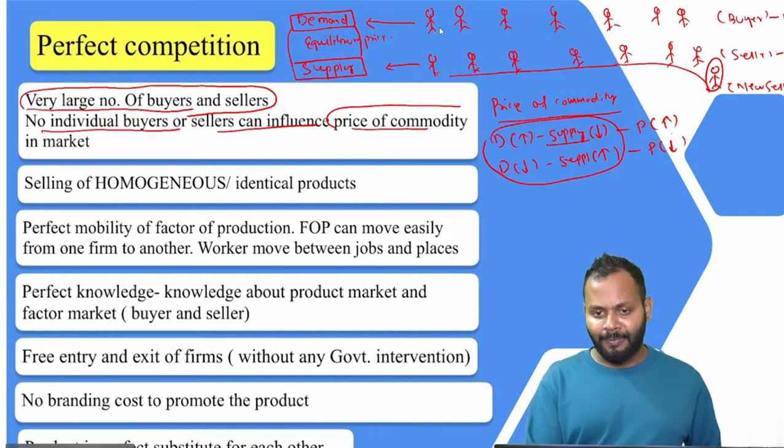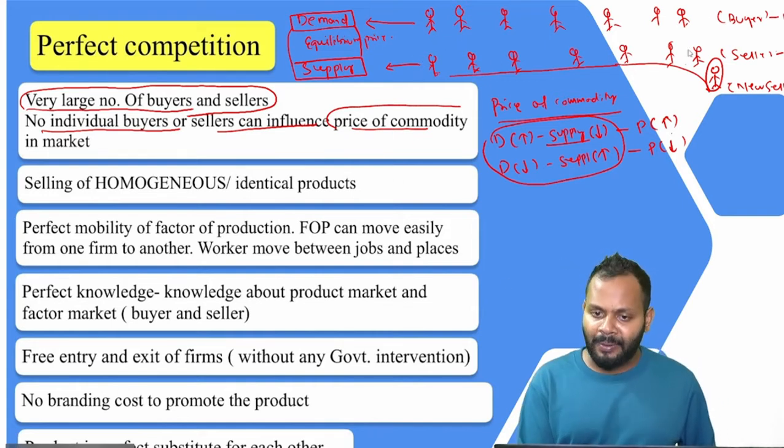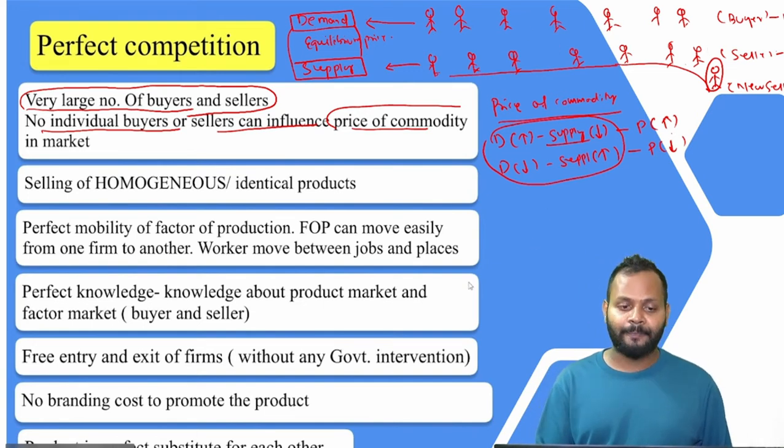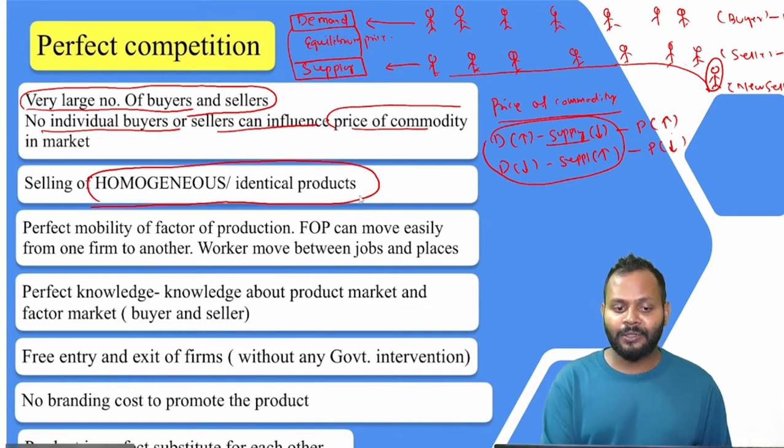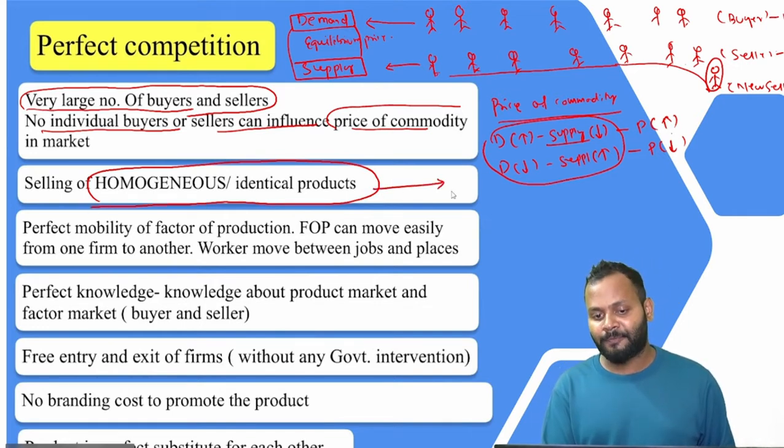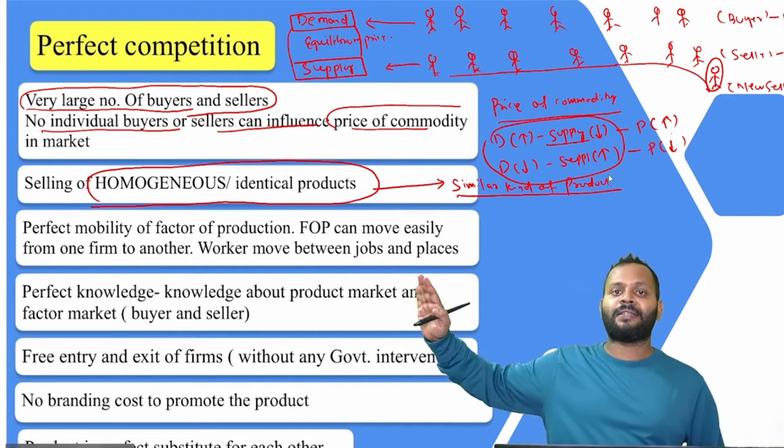Now in this type of market, many people are selling and many people are purchasing, buyers and sellers. They are selling a homogeneous product. That means what? They are identical products, a similar kind of product. These are called a homogeneous product. All the people are selling the same product.